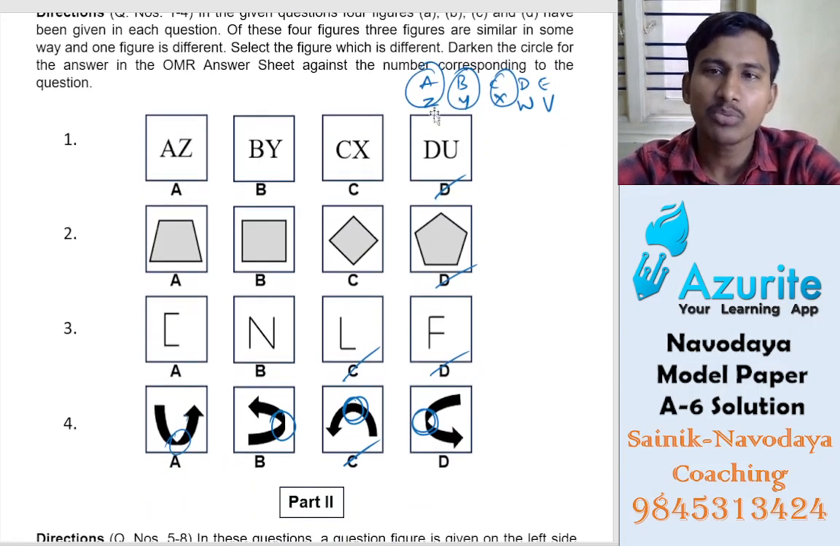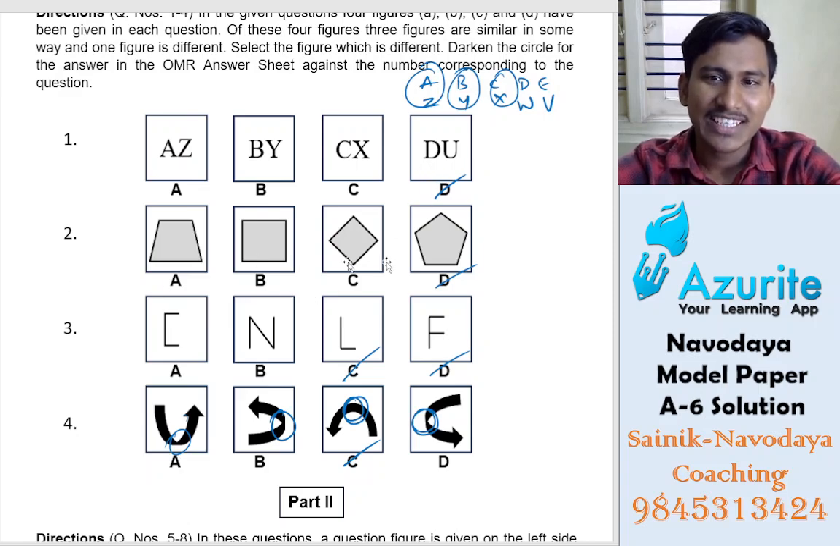So we have to check the opposite letter. A's opposite is Z. If you write A, B, C, D in normal order and Z, Y in reverse: A opposite Z, B opposite Y, C opposite X, D opposite should be W, not U. So that is why it is wrong.